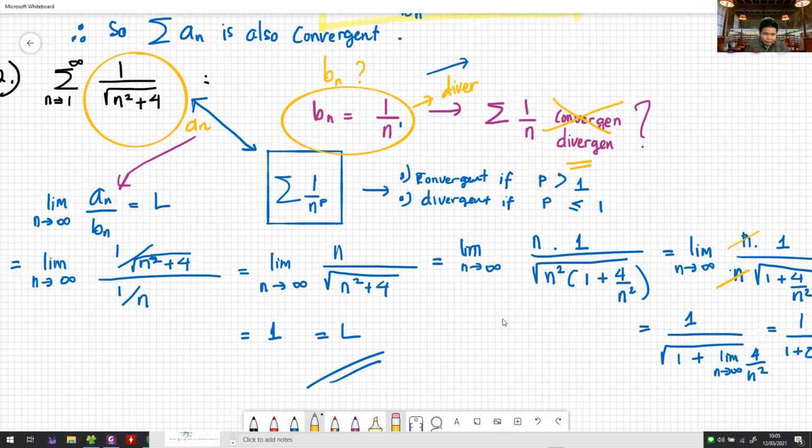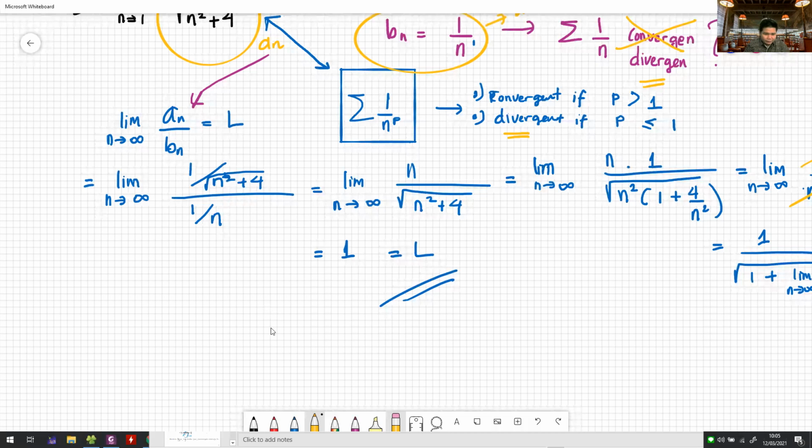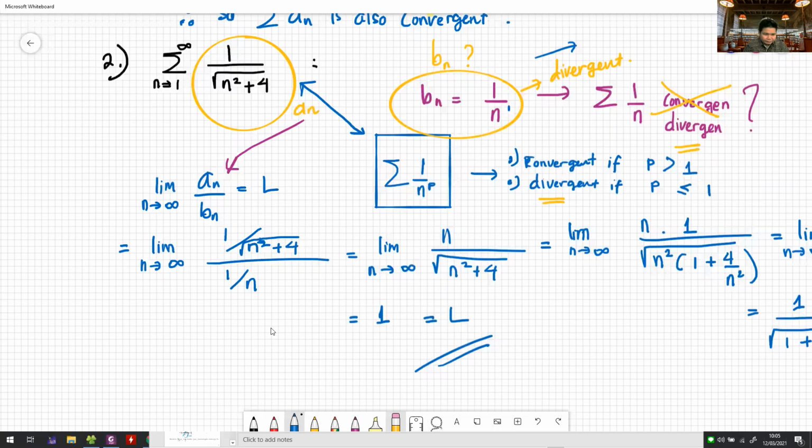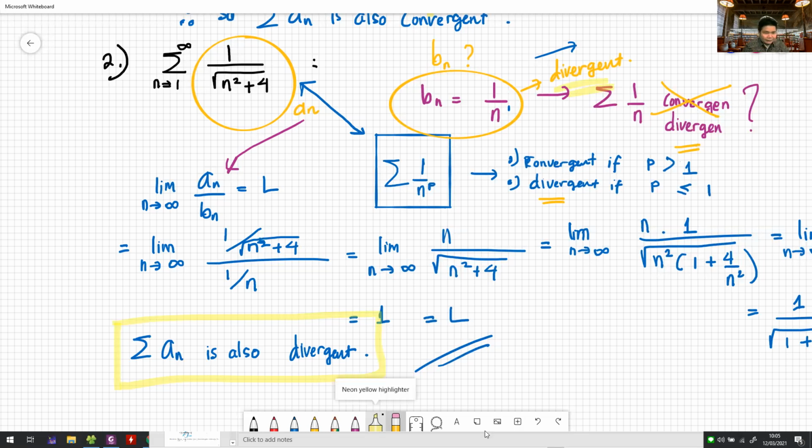As we have here, this is the divergence. What can we conclude with An? So the conclusion is that An is also divergent, because Bn, which is this one, is divergent. Okay, are we clear here? Any questions regarding this?